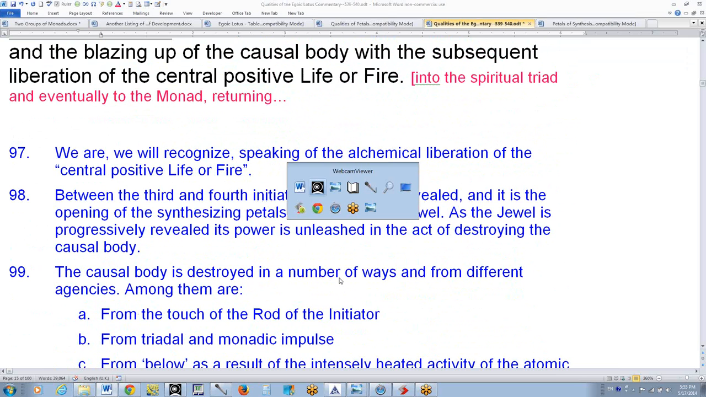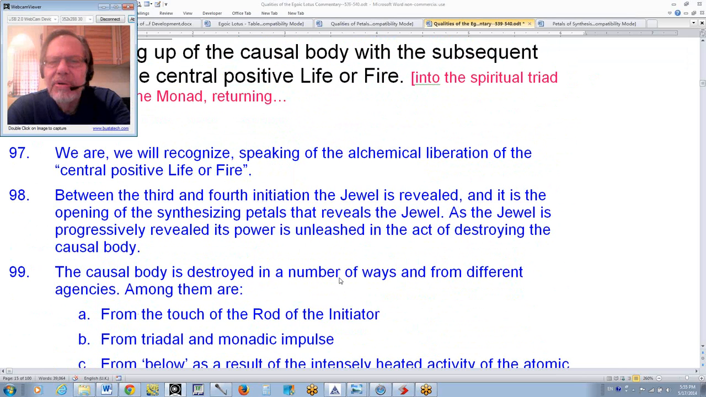So we're getting the picture. We're not necessarily looking at the Egoic Lotus from beginning to end in a sequential manner, but we can fill in these different steps. And we will go sequentially when we have the knowledge base to really understand how to relate the many energies and processes to the petals and tears one at a time. So we are speaking of the alchemical liberation of the central positive life or fire into the triad first, and then in its return.